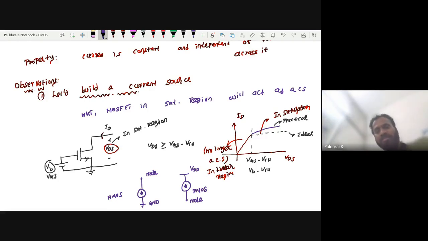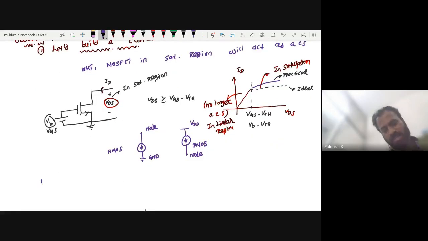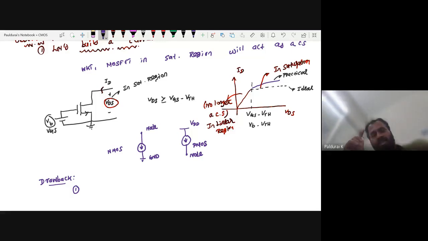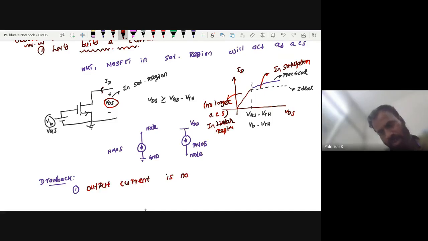But what is the drawback here? In this, we have two major drawbacks. Disadvantage, point number one: is it a constant current source? No, sir. So the output current is not constant, right? Even in the saturation region, it's not constant. That is the very first drawback.